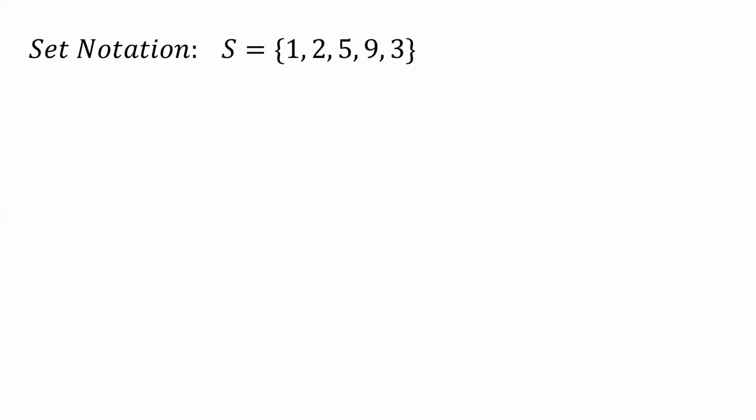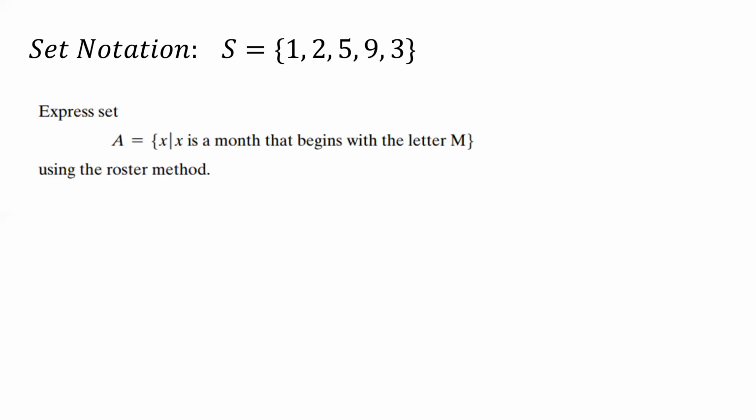There doesn't have to be order. Like in this case, I have 1, 2, 5, 9, 3. It doesn't have to be all the same thing. I could have numbers, and then I could also have months in my set. The idea is that we're talking about a group of things. So here's a basic example of a set.